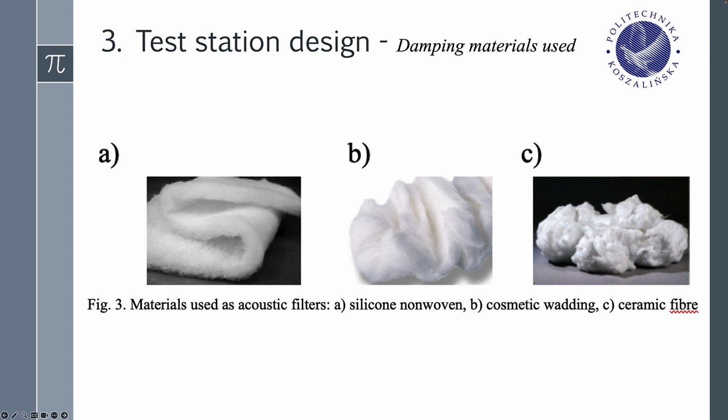3 different materials were selected for the study: silicone non-woven, Figure 3a, used, for example, in the production of sound-absorbing coverings and in the clothing and furniture industries; cotton wool, Figure 3b, used, for example, in the production of the very popular cosmetic swabs; and 3. ceramic fiber, Figure 3c, used as a high-temperature insulator.